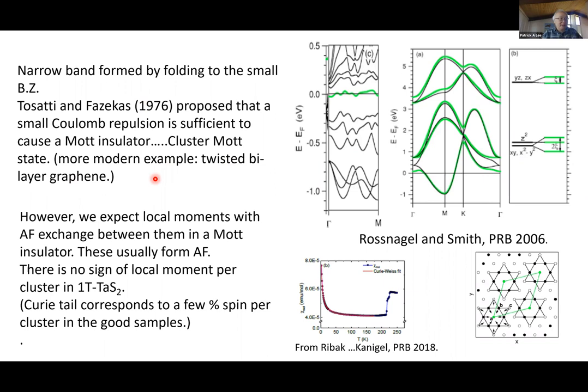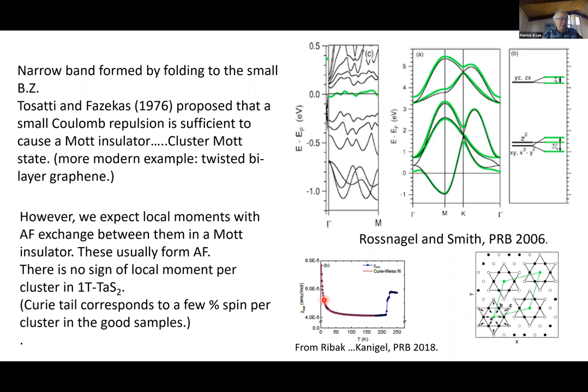Okay. However, if you still stick with this one layer description, if it is a Mott insulator, then we expect local moment formation. And then in the usual Mott insulator, the ground state should be an antiferromagnet because of antiferromagnetic exchange. However, there's no sign of local moment formation. There's no Curie law. So this is the susceptibility.